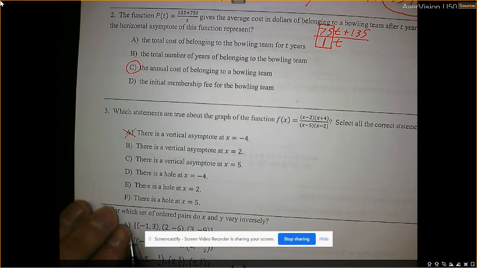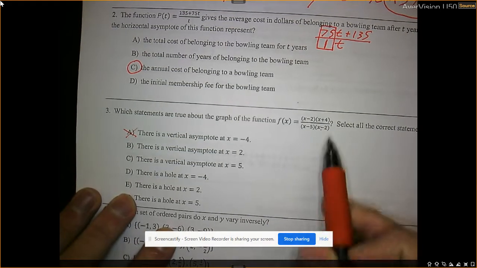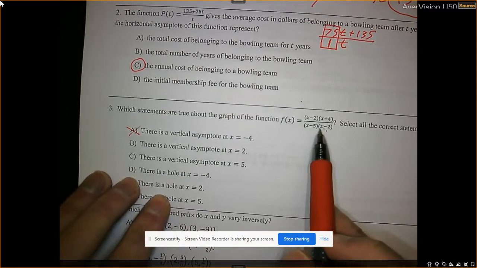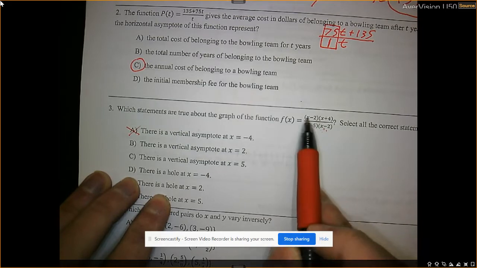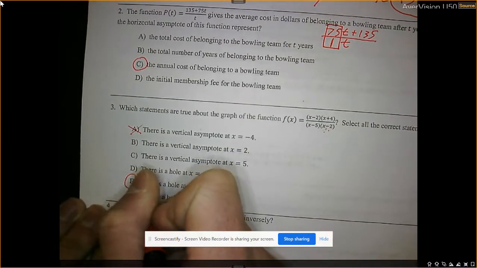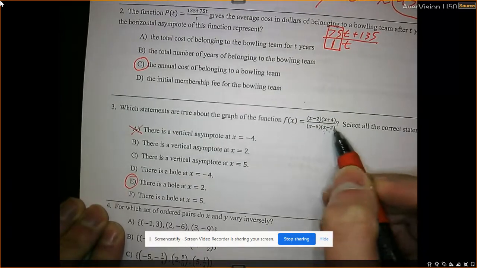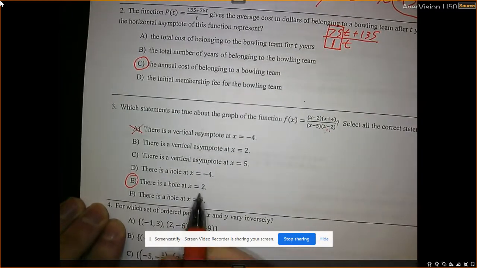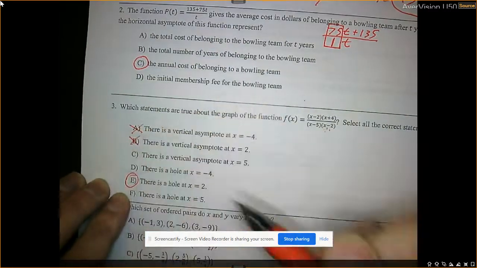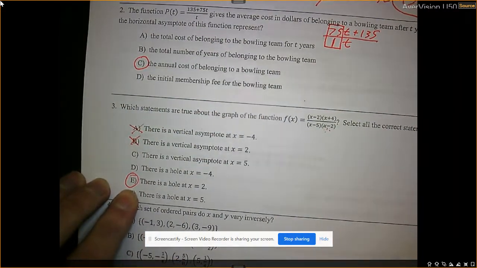However, on my answer key that I did over here, I don't have that. We also have an x minus 2 up here. So that means x equals 2 is actually a hole, and that's E. When you have an x minus 2 in both the top and the bottom, that's when it becomes a hole rather than just a vertical asymptote. So it's not a vertical asymptote, it is a hole at x equals 2.